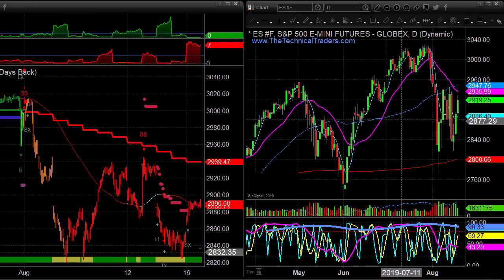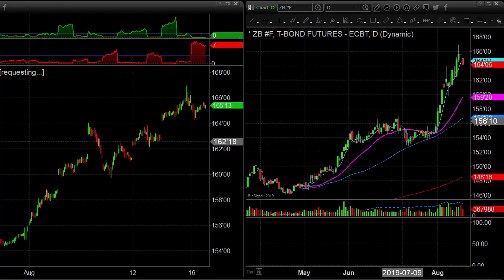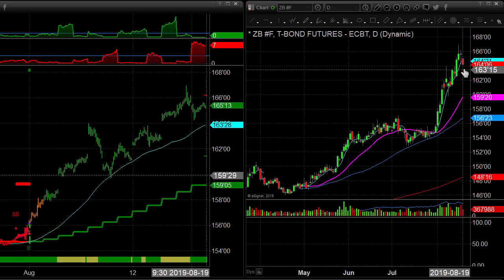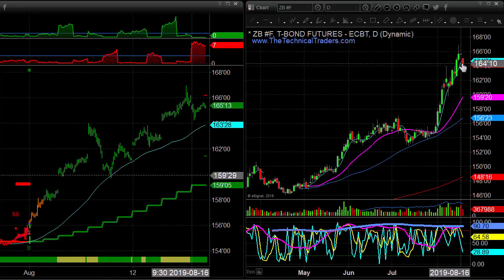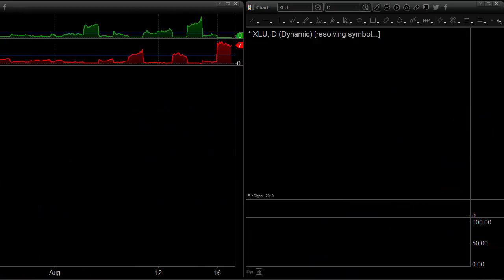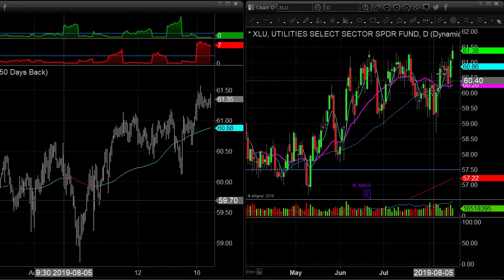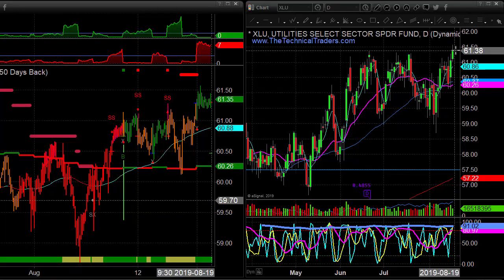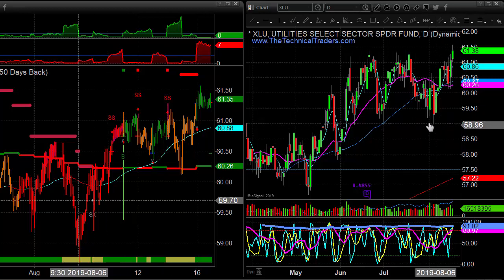Now let's just jump over to the other markets here. Let's take a look. The bonds are down this morning, but overall safe havens have been ripping to the upside. You look at bonds, you look at utilities. Utilities have been holding up. They're at the upper end of their range, whereas the stock market is at the lower end of its range.